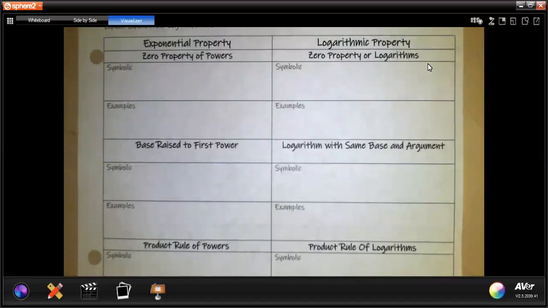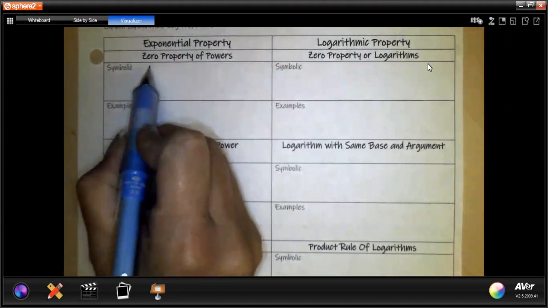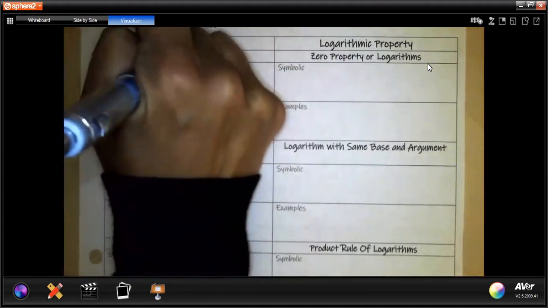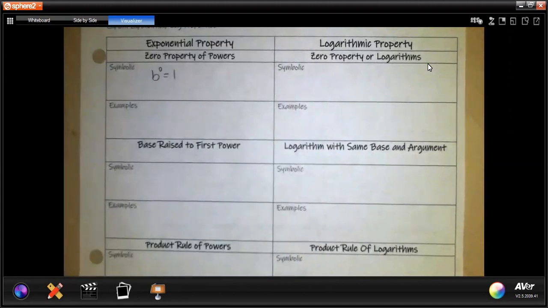Today we're going to do log properties, and in order to do that, we're going to recall our exponent properties from Algebra 1, since exponentials and logs work together. So we'll start with our first exponential property, the zero property. That tells us that if we have b to the 0 power, it is equal to 1.